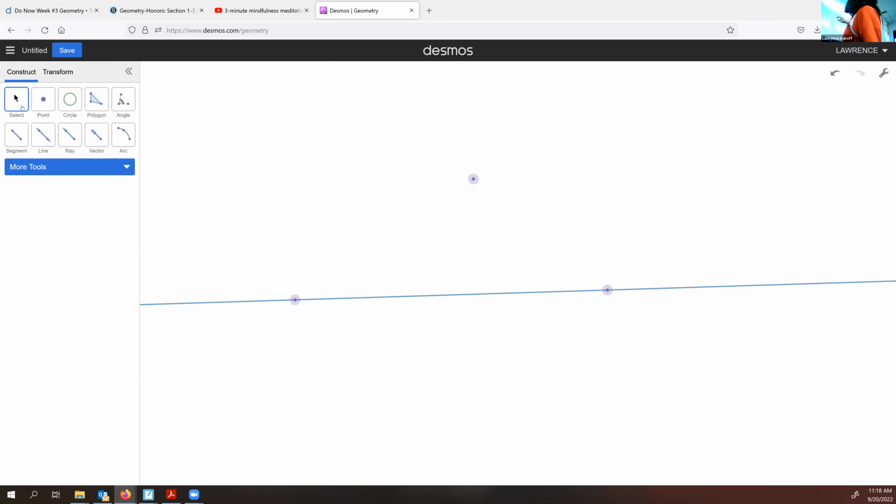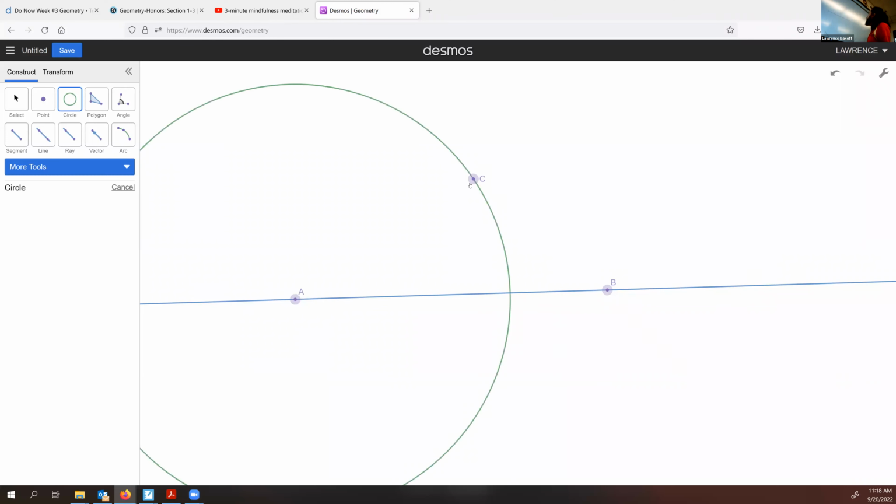So I'm going to label my points A over here. B also is on the line, and then label it. And then C is up here. So I need to go A to C. That's my first move. That gives me this circle. Now I flip it around to point B. B is the center, and I go out to C.